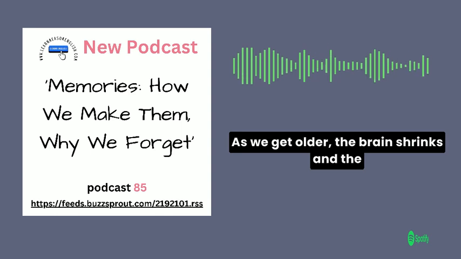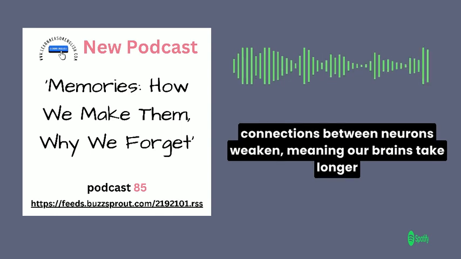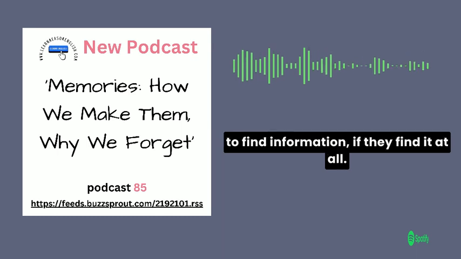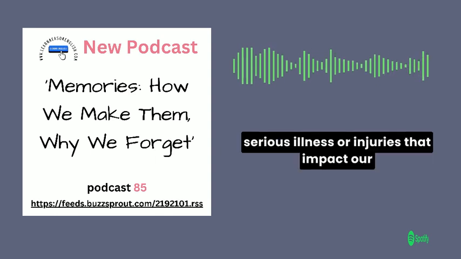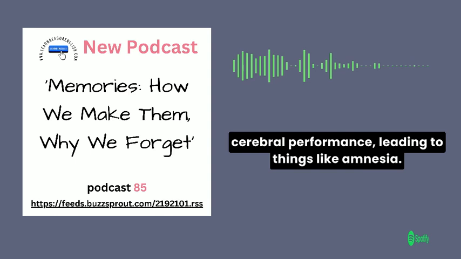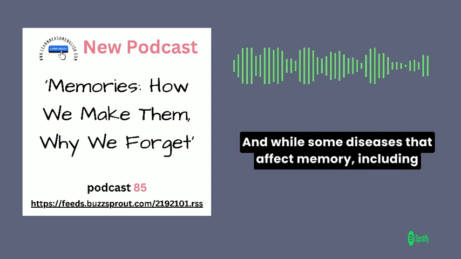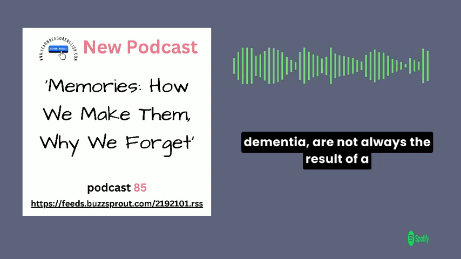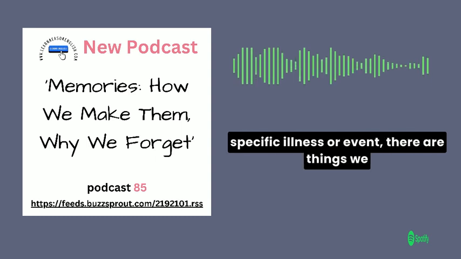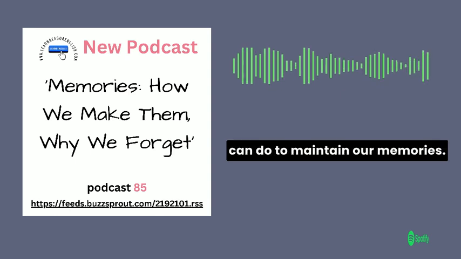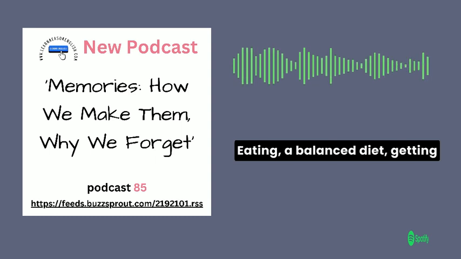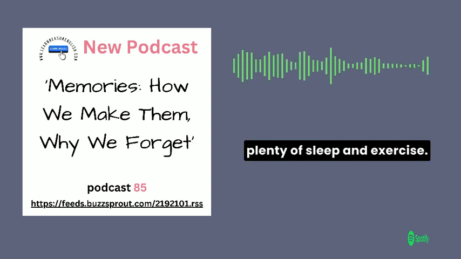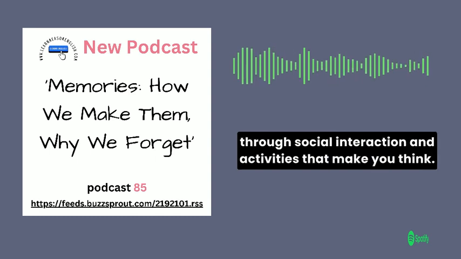The brain shrinks and the connections between neurons weaken, meaning our brains take longer to find information, if they find it at all. Our brains can also be affected by serious illness or injuries that impact our cerebral performance, leading to things like amnesia. And while some diseases that affect memory, including dementia, are not always the result of a specific illness or event, there are things we can do to maintain our memories. Staying generally healthy helps. Eating a balanced diet, getting plenty of sleep and exercise. It's also a good idea to keep your mind active through social interaction and activities that make you think.